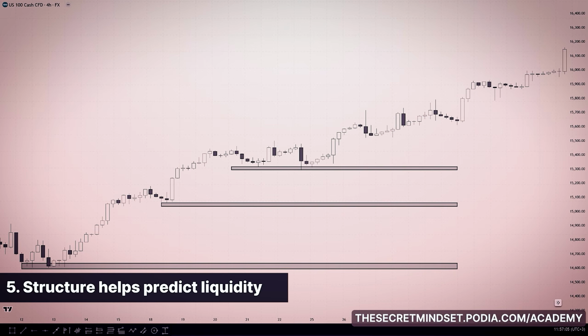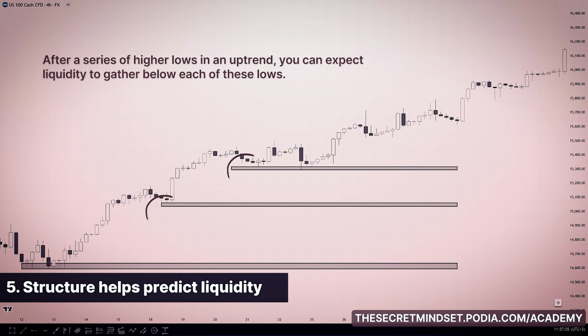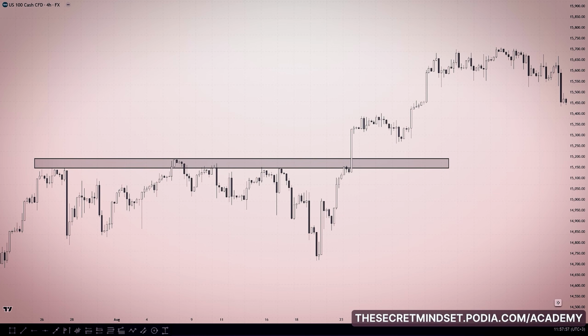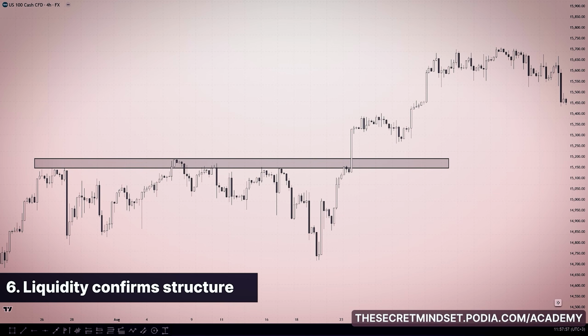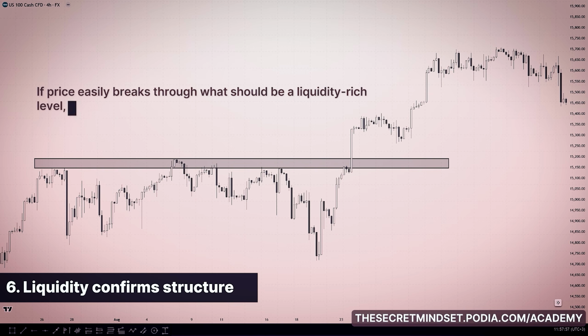Structure helps predict liquidity. By reading the market structure, you can often predict where liquidity might be. For instance, after a series of higher lows in an uptrend, you can expect liquidity to gather below each of these lows. Liquidity confirms structure. Sometimes the way price interacts with liquidity can confirm or deny the current market structure. If price easily breaks through what should be a liquidity-rich level, it might signal a change in the overall structure.